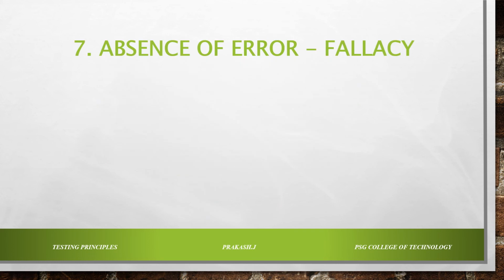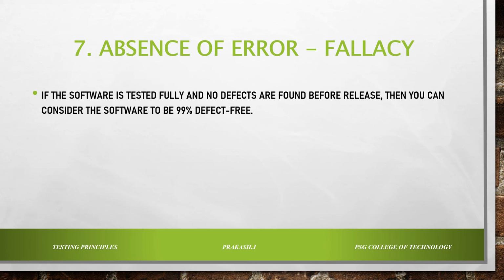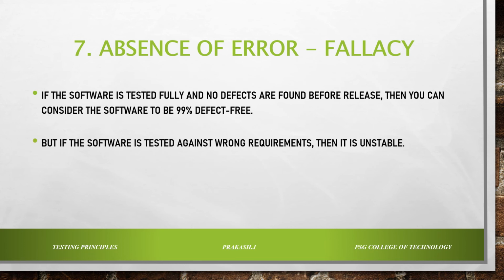The next principle is absence of error fallacy. When a software is tested completely and is found to have no defects, then you can say that the software has been tested and it is 99% defect free. But what if the software is tested against the wrong requirements? Even if you get 99% defect free software, if it is made against the wrong requirements, then it becomes unstable.